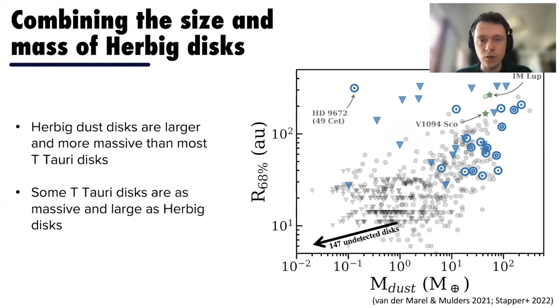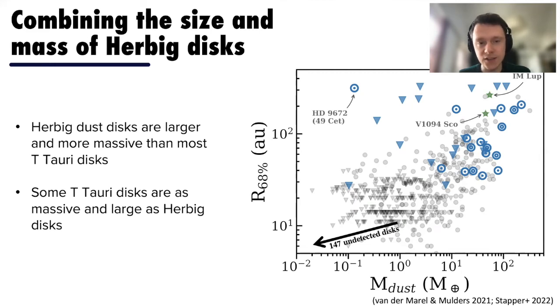We can combine all of this, the size and the mass, into one big plot. Here you see the dust mass on the x-axis and the radius on the y-axis. The blue markers here are the Herbigs with upper limits and detections on the radius. The gray dots and triangles are from Van der Marel and Mulders, who combined the radii and masses of a total of 700 protoplanetary disks from different works.